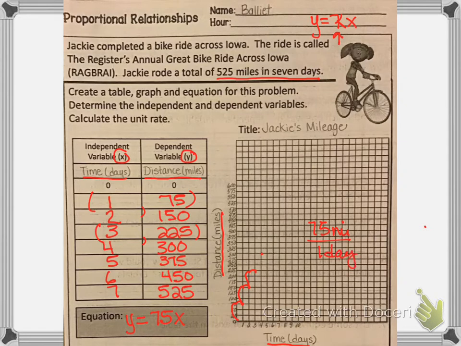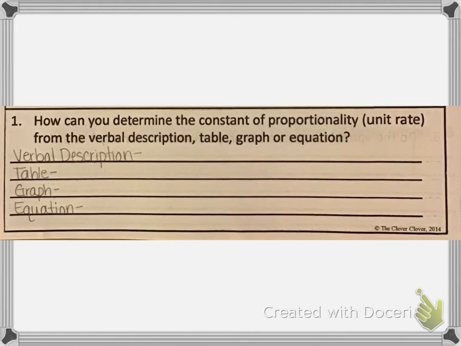That's called our slope, right? So if we draw a line connecting these points, we can see that there's a constant rate of change that will create a line. Now, the first question asks, how can you determine the constant of proportionality, which is also known as the unit rate, which is also identified by the variable k. K is the constant of proportionality.